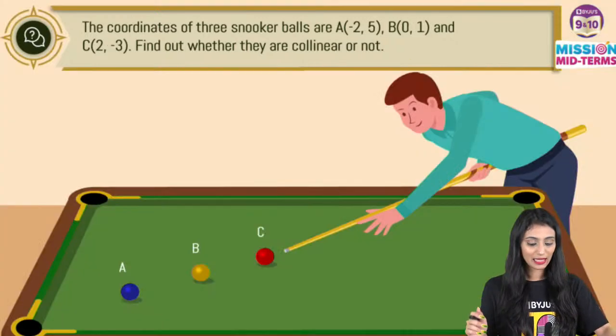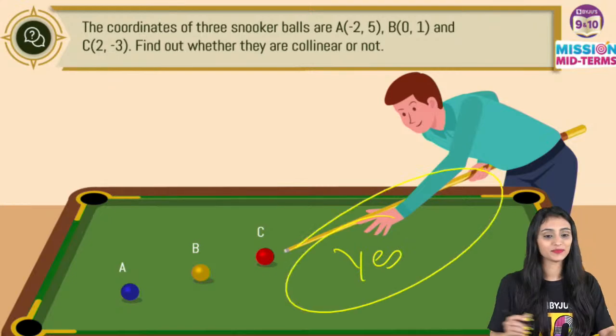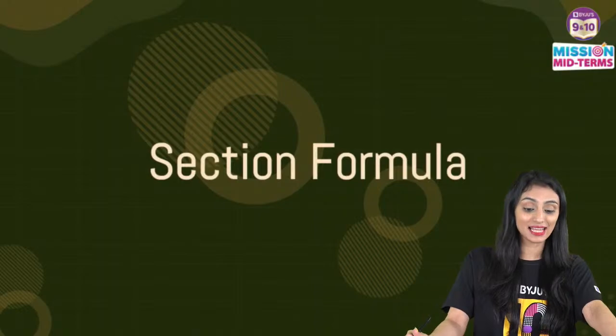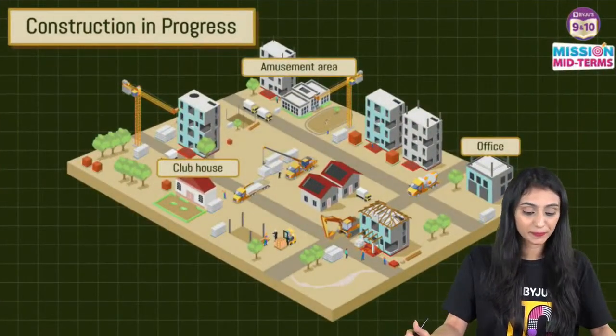Great, crystal clear, great. Let's move ahead. So here, we can say that yes, they are collinear. Correct? Let's move ahead. So this was about distance formula. Now we will talk about the section formula. That's also a very important topic.